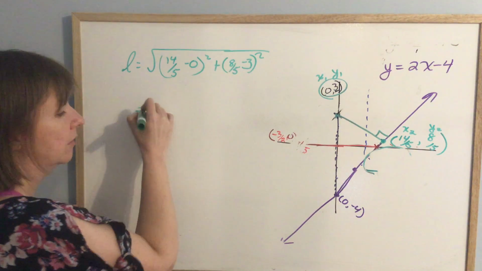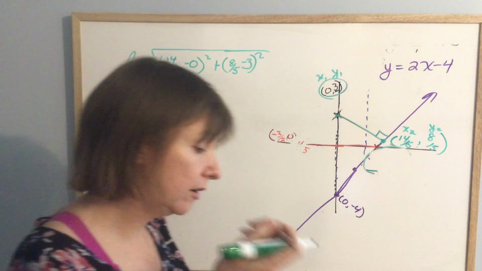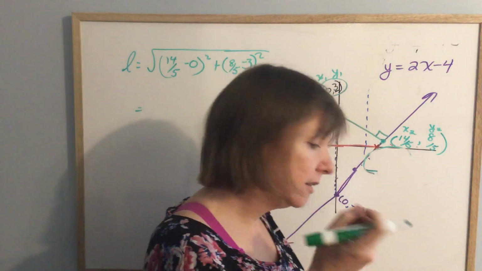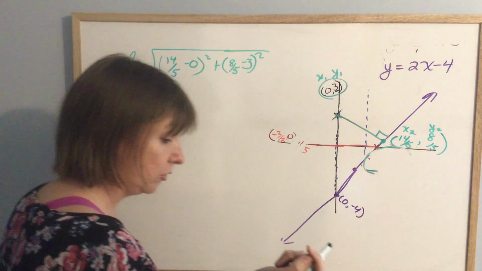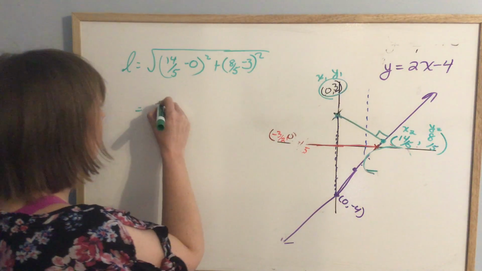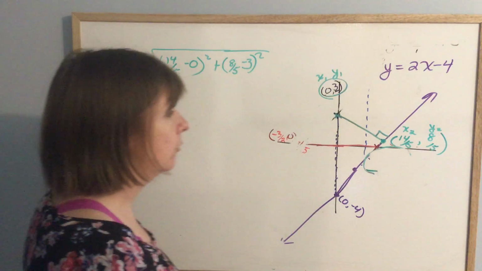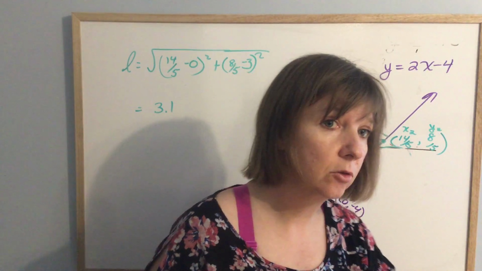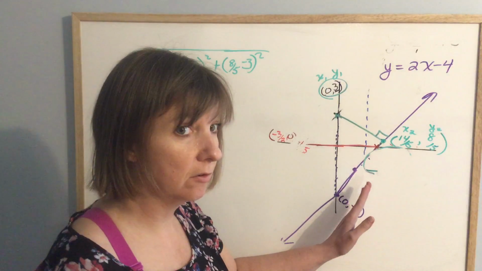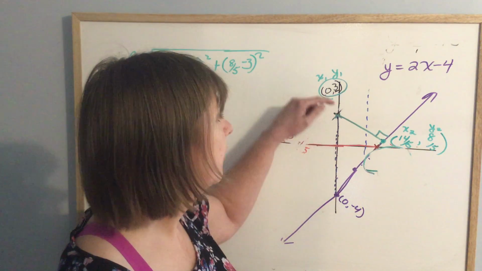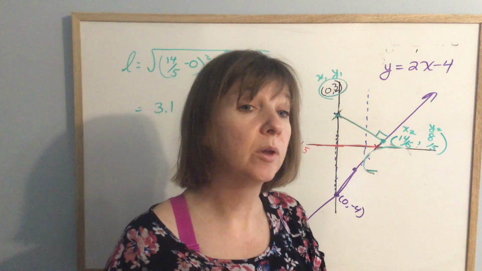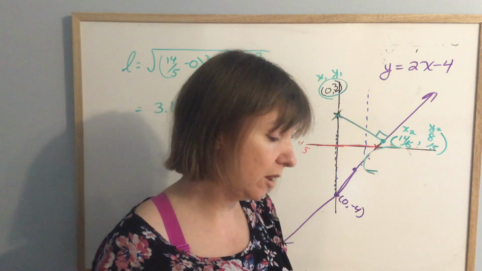And then don't forget to take the square root of it. A lot of people forget to take the square root of it. And they said they wanted us to round to the nearest tenth. So it turns out to be 3.1. Now, remember I said it had to be less than 3.5 because the vertical distance was 7, the horizontal distance was 3.5. The perpendicular line is always the shortest one, so it has to be less than that.